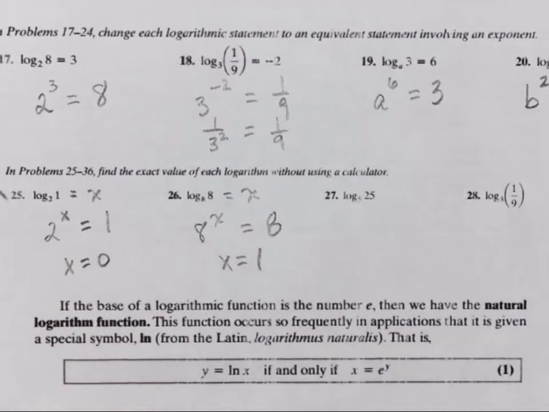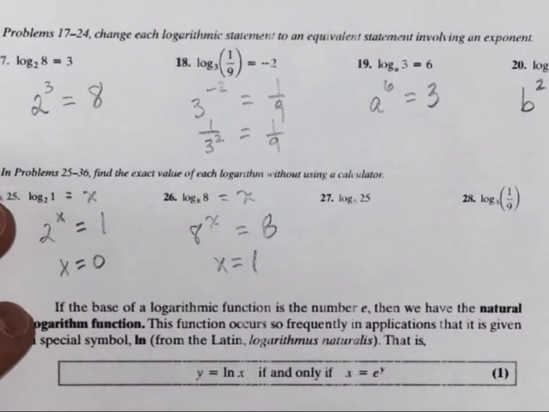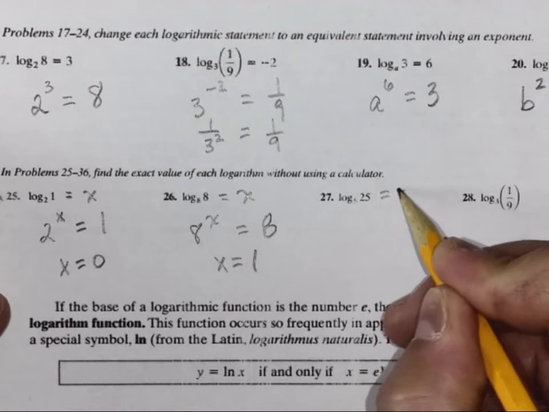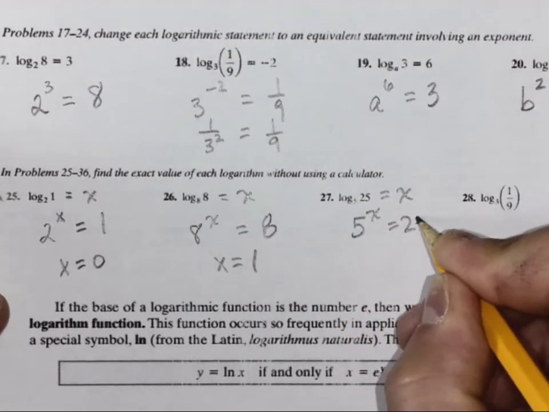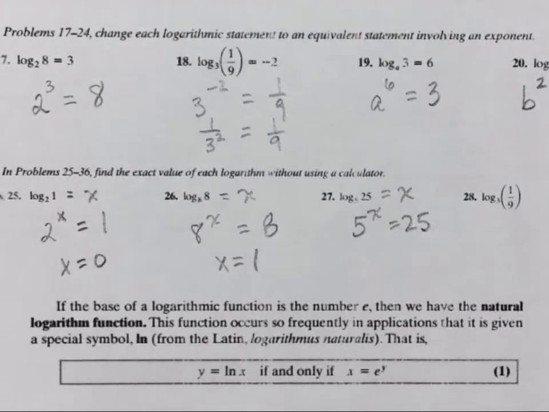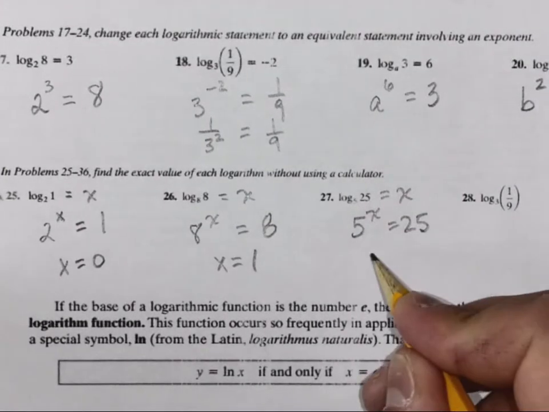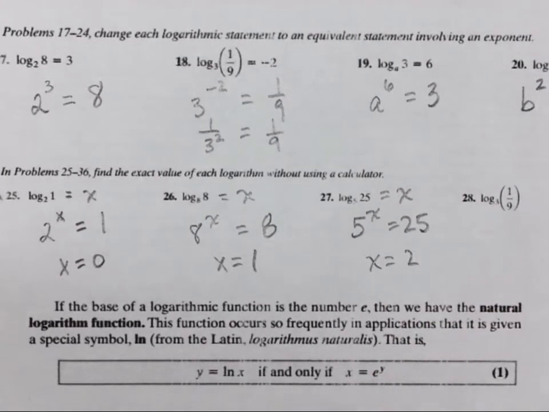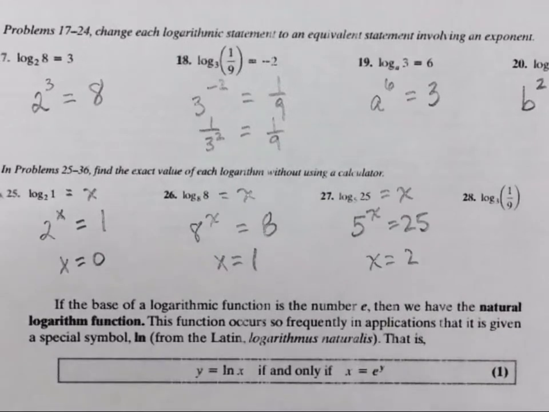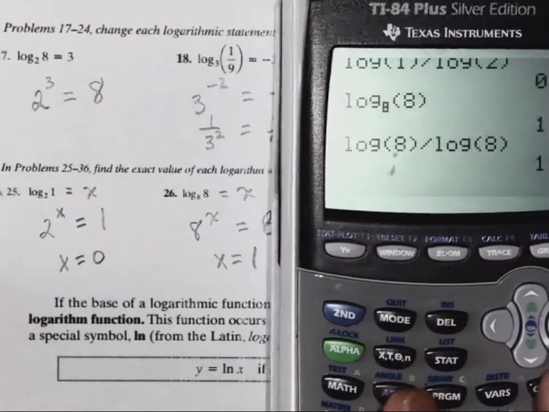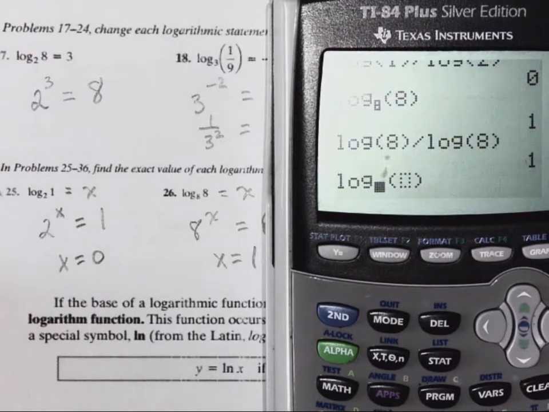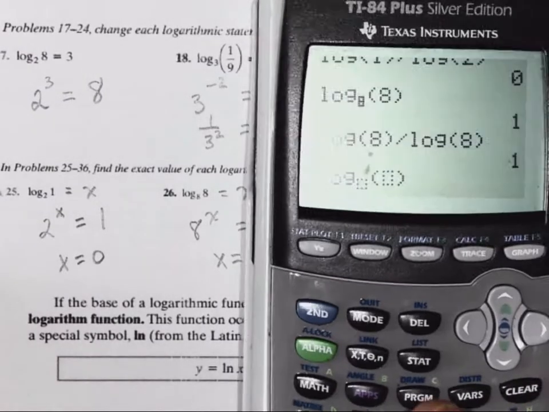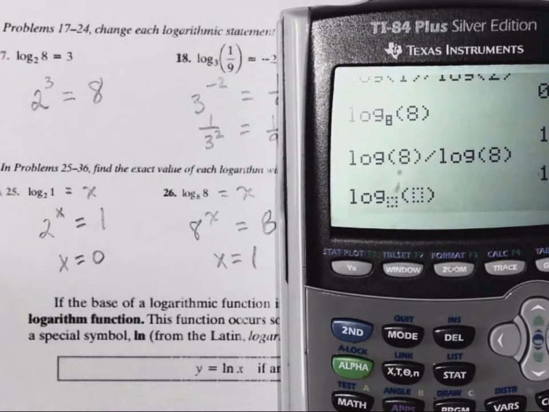Alright. 27, so log base 5 of 25 equals x. So what is that? So 5 to the x equals 25. Put that in exponential notation. So then you could probably recognize that x has to equal 2 there. Alright, so we could double check that on our calculator. Alpha window 5, log base 5 of 25 is 2.